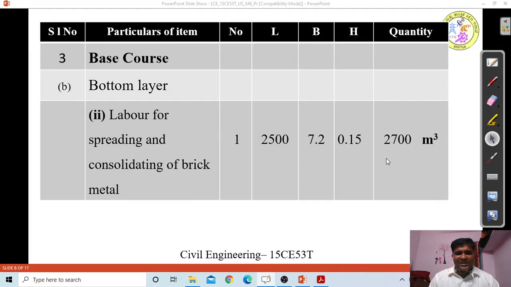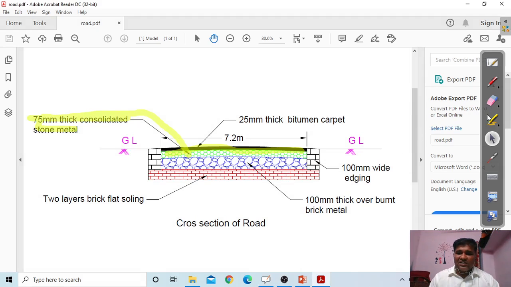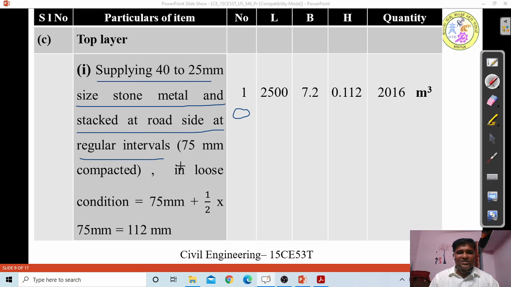After this bottom layer, above it there is a layer of 75 mm thick compacted stone metal. The stone metal is harder compared to the brick metal, so it is used at the top. So supplying 40 to 25 mm size stone metals, each aggregate being around 40 to 25 mm size, stacked at roadside. They are also stacked at the roadside at regular intervals.